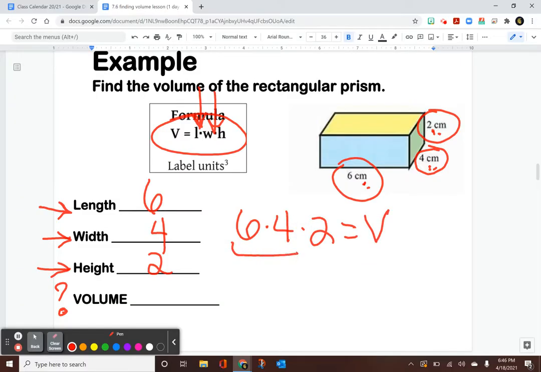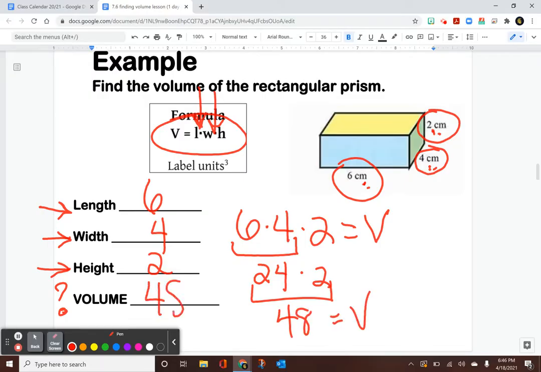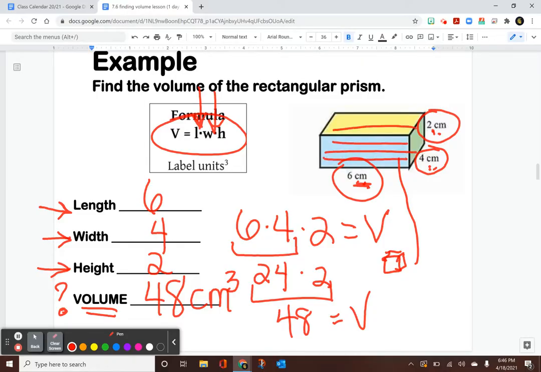So 6 times 4 is 24, and 24 multiplied by 2 is 48. So the volume here is 48, and I'm using centimeters as my measurement unit. And volume is a three-dimensional measurement, which means it would take 48 little cubes like this to fill inside this rectangular prism. And they'd be all stacked on top of each other in their three-dimensional little ways.